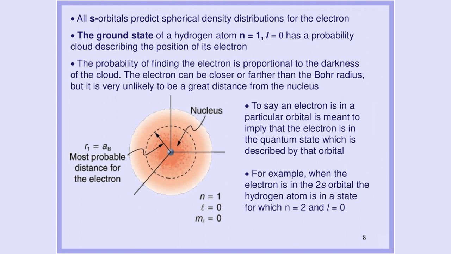To say an electron is in a particular orbital is meant to imply that the electron is in the quantum state which is described by that orbital. For example, when the electron is in the 2s orbital, the hydrogen atom is in a state for which principal quantum number n equals 2 and orbital quantum number l equals 0.